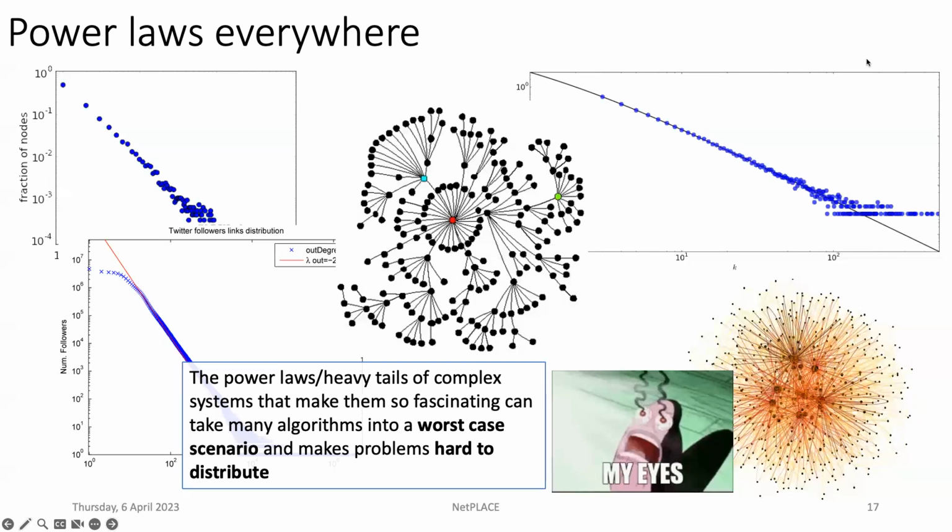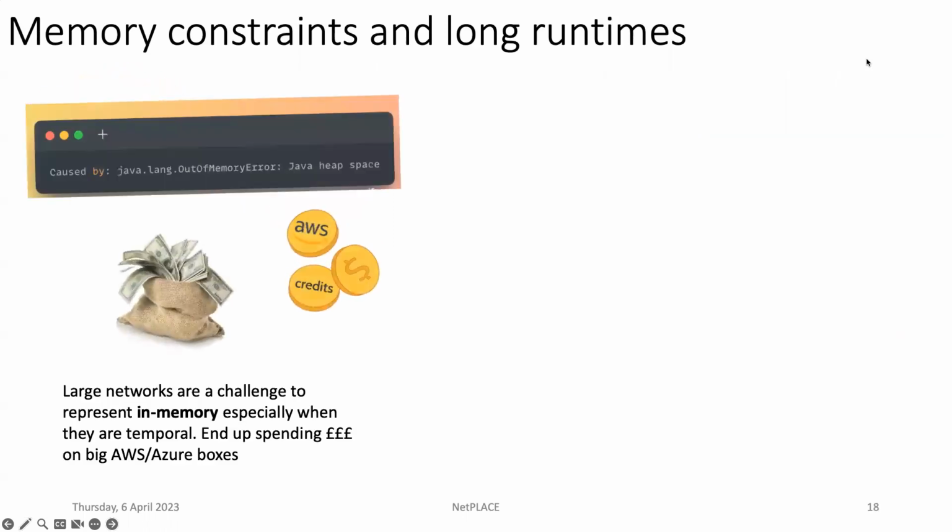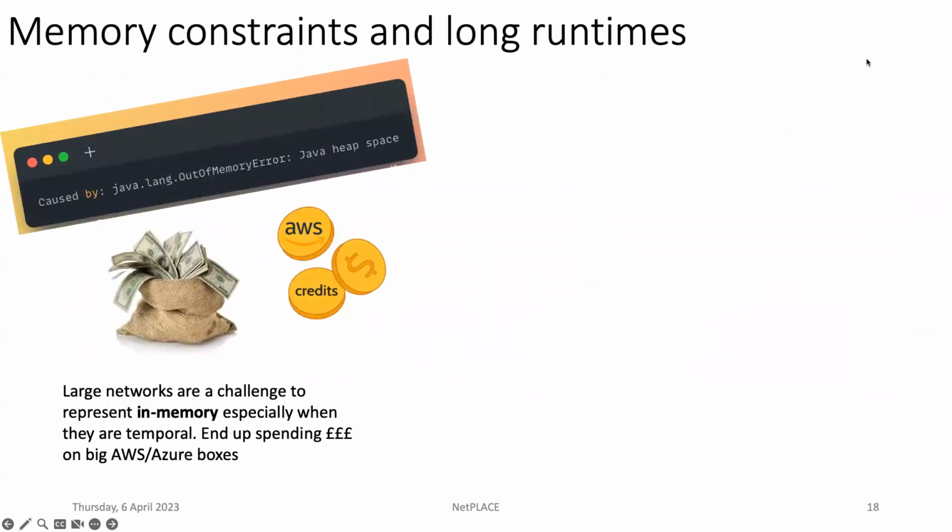And also, aside from the partitioning side, many algorithms in networks have a worst case scenario if the network is a scale-free one with a power law. You find that it's much worse than, say, if it was a random graph with everything of similar degree. And on that theme, it's also quite memory expensive to store graphs in memory.